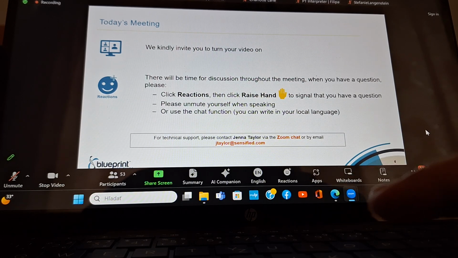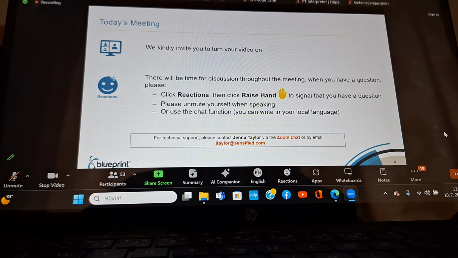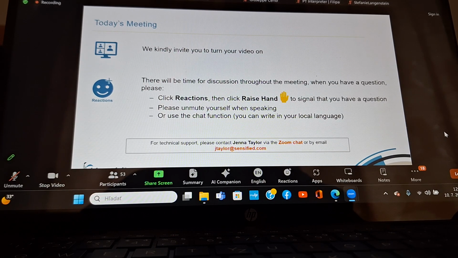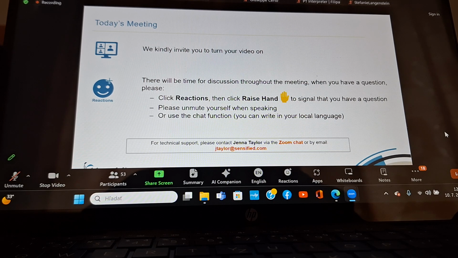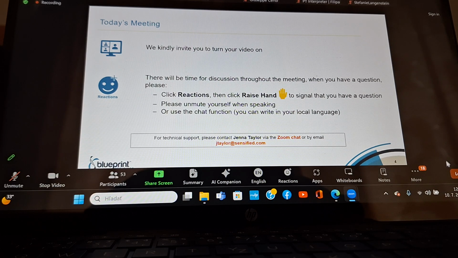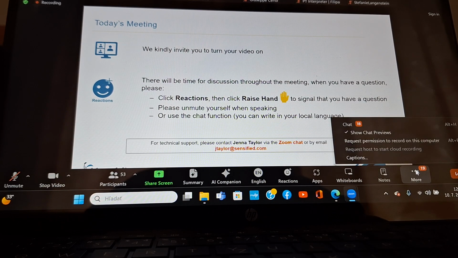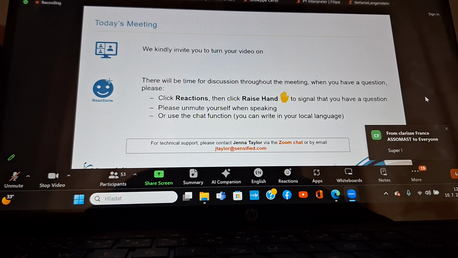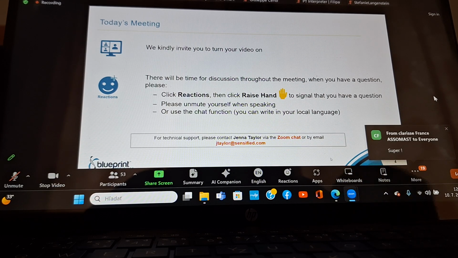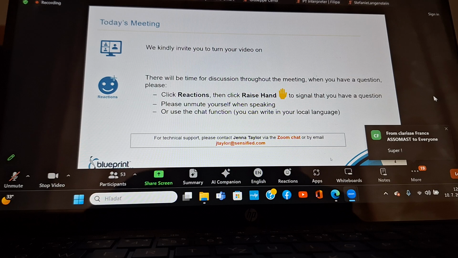During the session, we're going to have different moments for interactions. So if you have a comment to share, an experience to share, or a question, just feel free to raise your hand using the reactions icon at the bottom, and we'll assign you the slot to speak. Or if you prefer, just put your comment directly in the chat function.